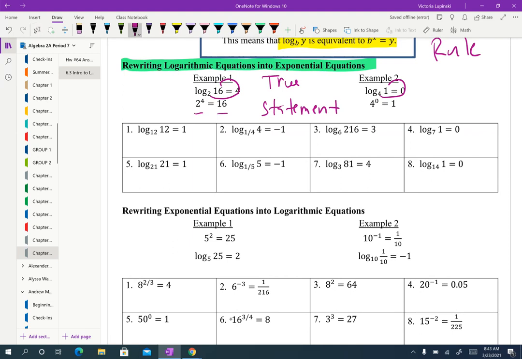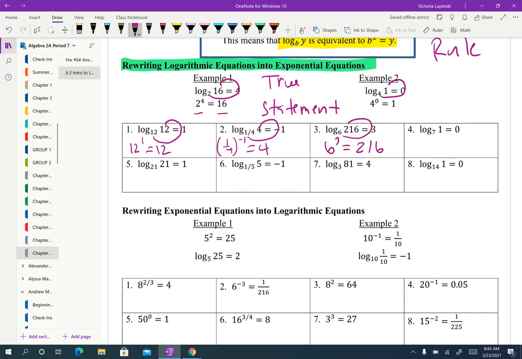So here in number 1, start at the b, raise to the other side, and then come back. So 12 to the first is equal to 12. Very carefully here, (1/4) to the -1 is equal to 4. And if you're wondering why I'm using parentheses, you don't have to, but we tend to do that when there are fractions involved. And then look, it gets faster and easier the more you do.